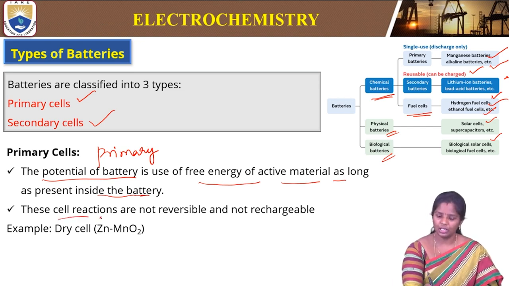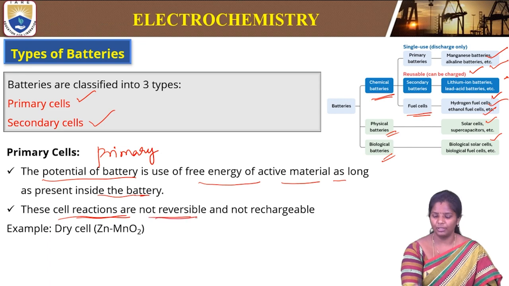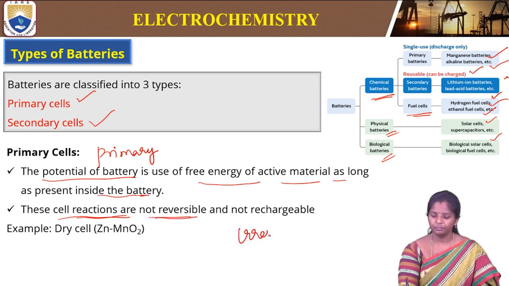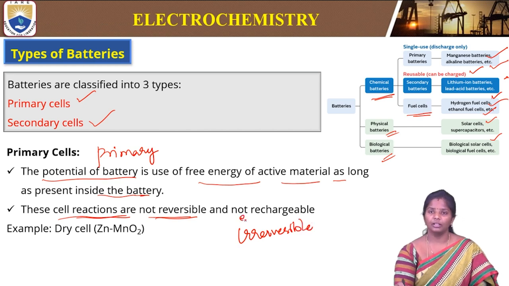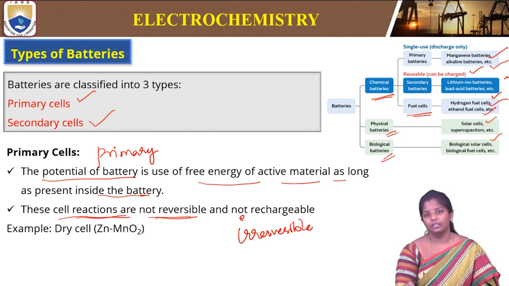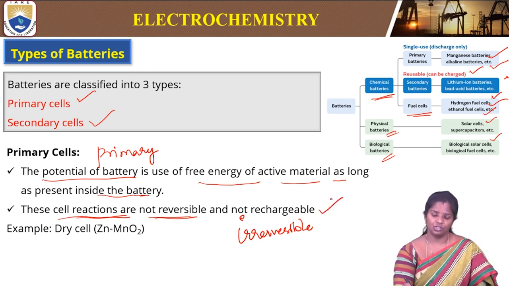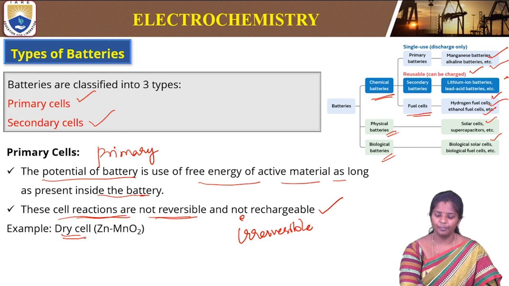So these cell reactions are not reversible. It means there is no backward reaction and the cell cannot be recharged. Examples are dry cells like the zinc manganese dioxide cell.